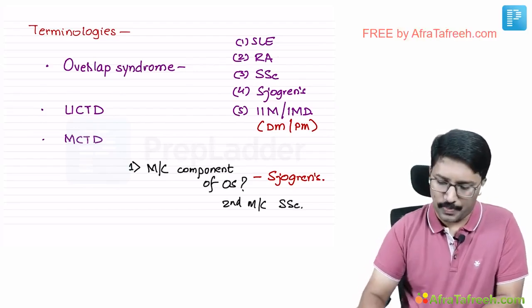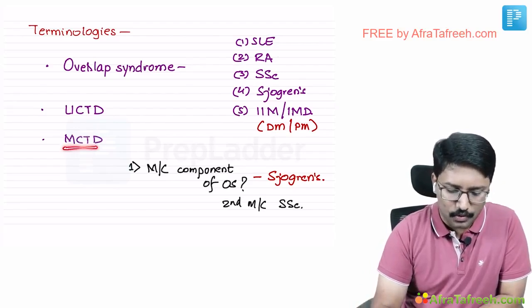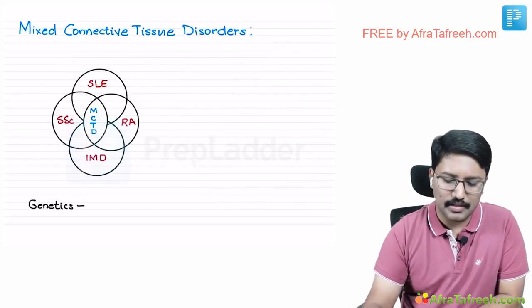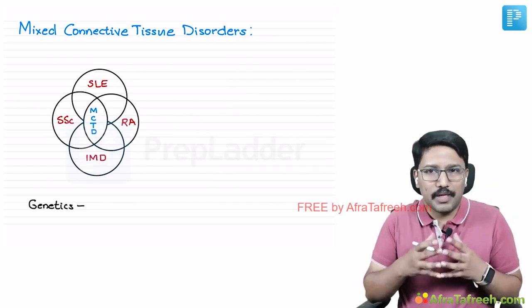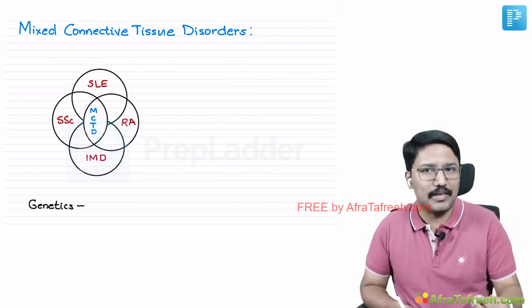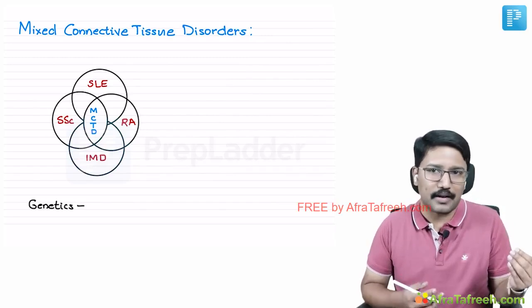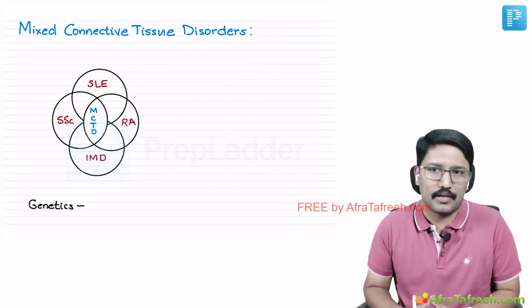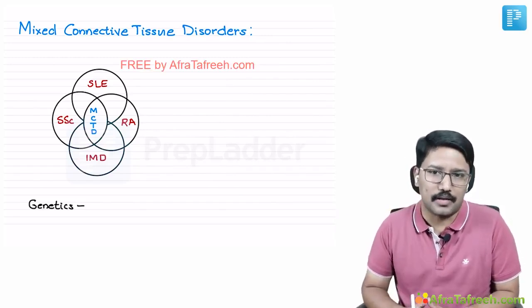Clear? Okay. Now, after this basic understanding of the overlap syndromes, let us talk about the mixed connective tissue disorder. Now, in the very beginning of the session, I told you that mixed connective tissue disorder has certain peculiar clinical characteristics and peculiar serological characteristics. So, let us understand what I mean by that, right?